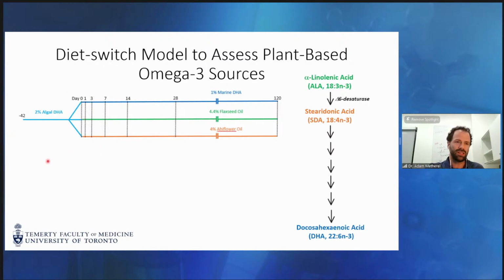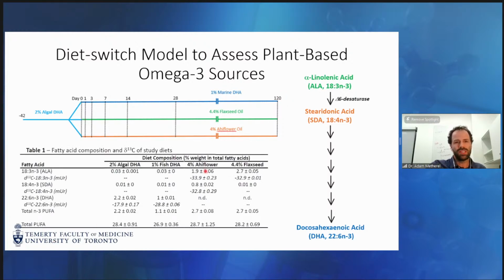So we fed high C13 algal DHA pre-switch, then switched to either a DHA diet, a flaxseed oil diet, or an ahiflower oil diet. And we can see the fatty acid compositions here. Most importantly, we managed to match the total n-3 PUFA of the ahiflower oil with the flaxseed oil diet.